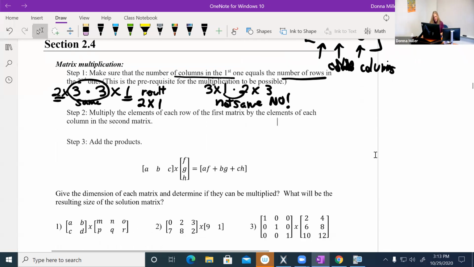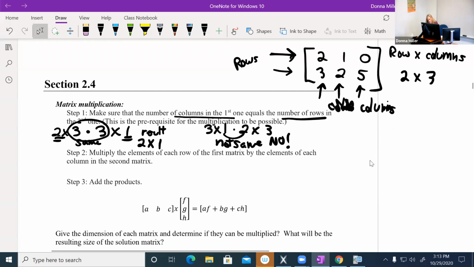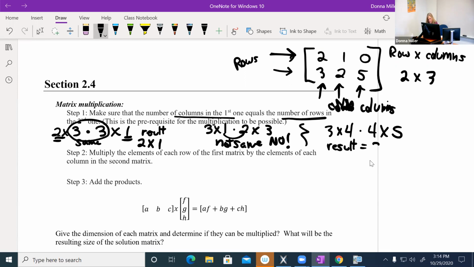Let's just do one more. If I do a 3 by 4 times a 4 by 5, can I do those? Yes. And what's the result? 3 by 5. Good, 3 by 5. So if those inside numbers aren't the same, don't bother plugging them in the calculator. You're wasting your time. You're gonna get an error. We'll look at that.